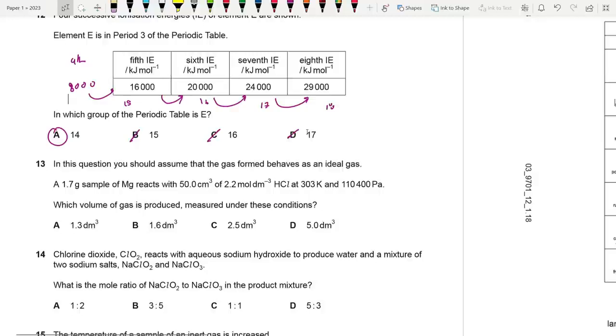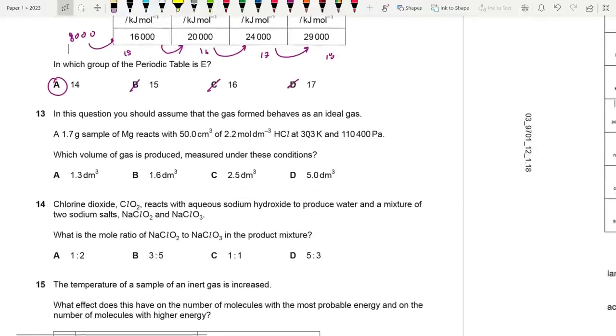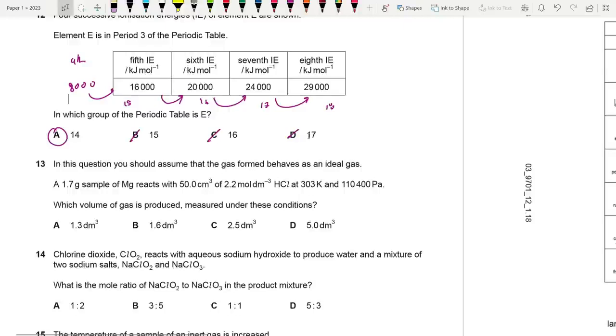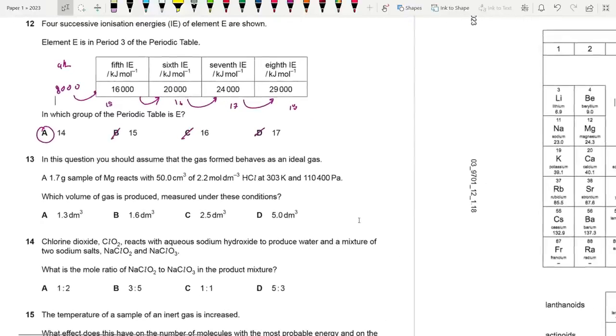In this question, you should assume that the gas formed behaves as an ideal gas. So a 1.7 gram sample of Mg reacts with 50 cm cube of 2.2 mol per dm cube HCl. Which volume of gas is produced measured under these conditions? Okay, let's try. Magnesium plus HCl reacts to form H2 plus MgCl2. So the molar ratio will be like this, 1 to 2.